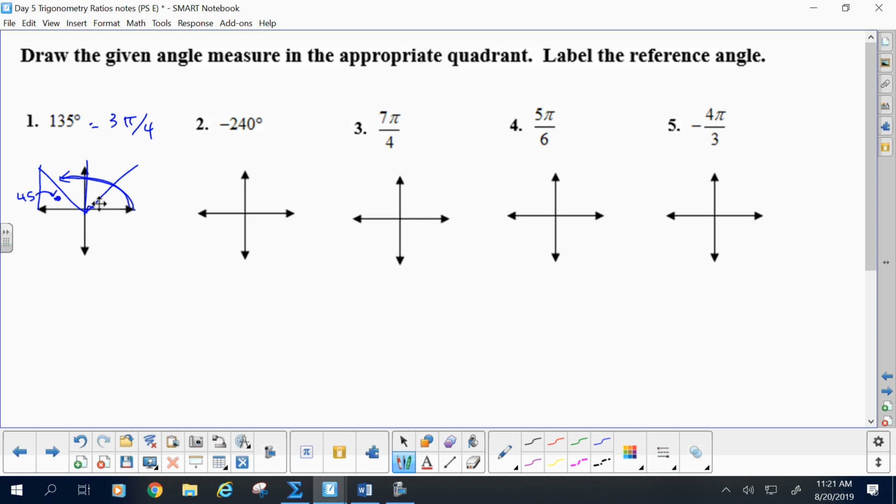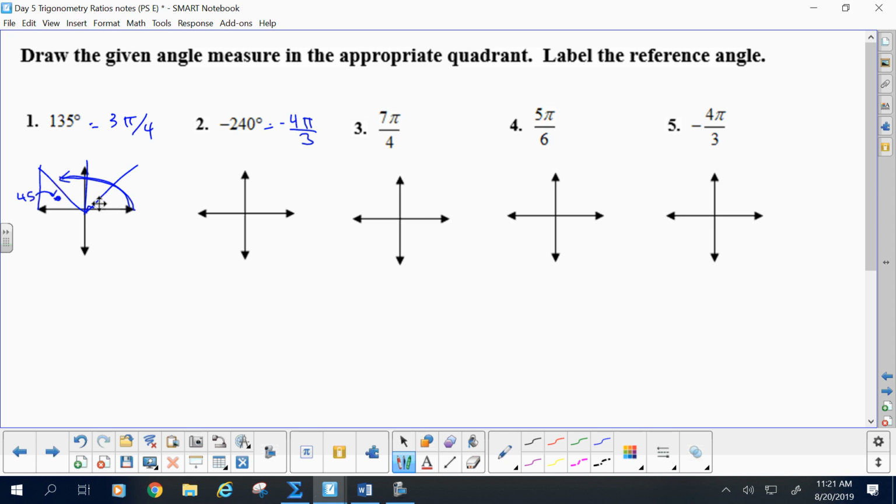What about negative 240 degrees? You could think of that in terms of 30-degree angles or 60-degree angles. What do you want to do? 60-degree angles. How many 60-degree angles is 240? 4. So if each 60-degree angle is a pi over 3, then this is negative 4 pi over 3. Yeah?